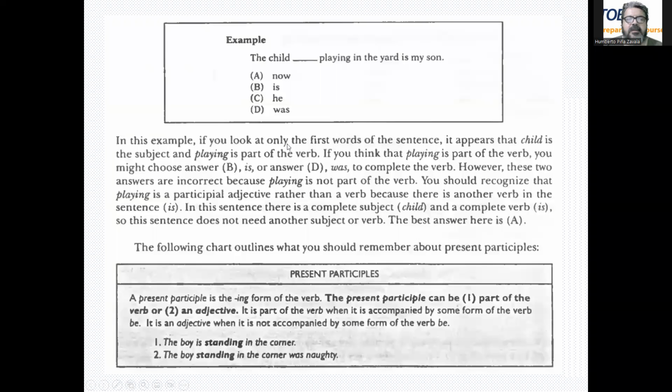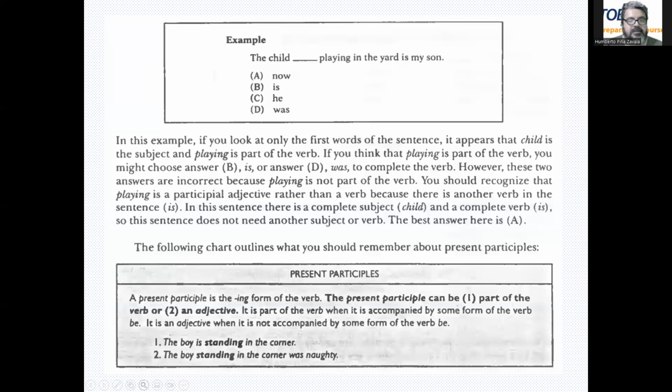In this example, if you look at only the first word in the sentence, it appears the child is the subject and playing is part of the verb. If you think that playing is part of the verb, you might choose the answer B, is, or answer D, was, to complete the verb. However, these two answers are incorrect because playing is not part of it. You should recognize that playing is a participial adjective rather than a verb because there is another verb in the sentence, is. In this sentence, there is a complete subject, child, and a complete verb, is. So this sentence doesn't need another subject or another verb. Therefore, the best answer here is A. The child now playing in the yard is my son.